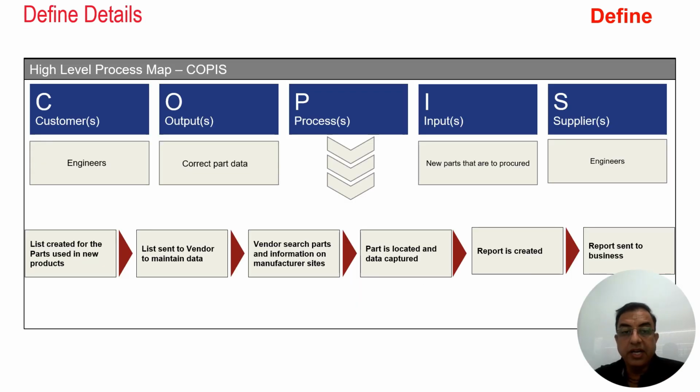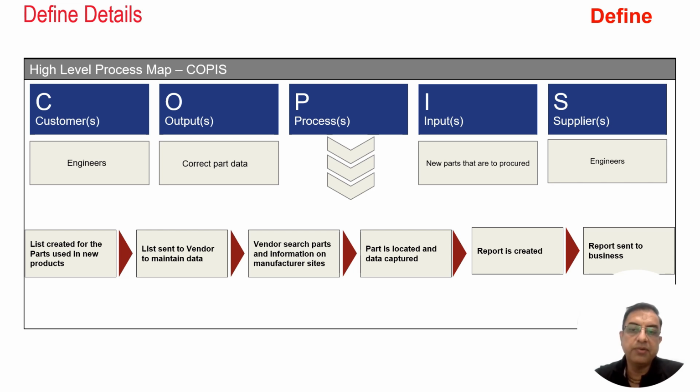Then the team defined the high level process map in the form of COPIS, in which C stands for customer, O stands for output, P is the process, I is the input, and S is supplier. They wanted to define this because they wanted to define the scope of the overall project. So COPIS helps them define the scope of the project, and it also helps the higher management understand what process the team is going to improve or work upon. If you look at this, the customer is the engineer, the output is the correct part data. The input to this is the new parts that are to be processed, the name of the part, and the other details. Who is the supplier of this information?